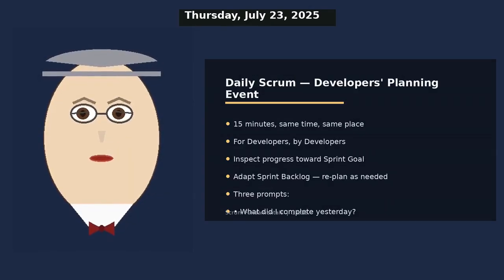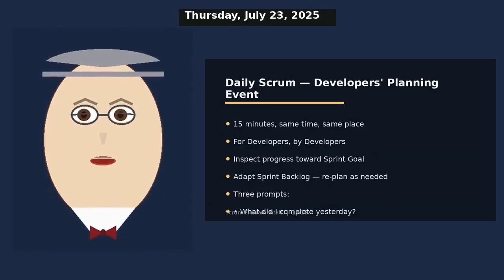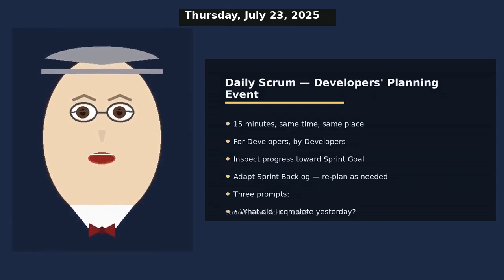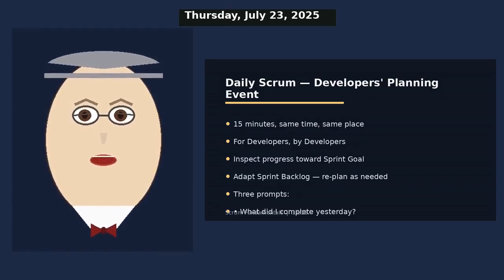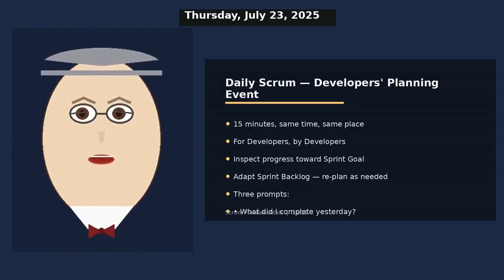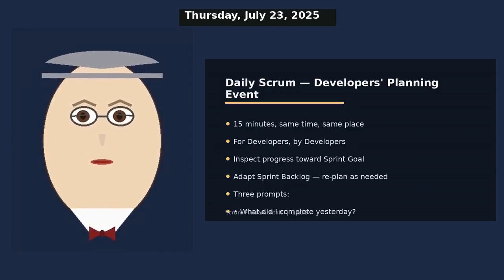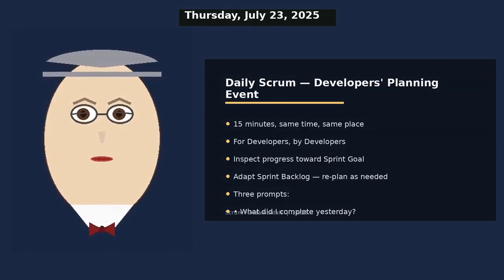The daily Scrum is for the developers by the developers. 15 minutes, same time, same place. They inspect progress toward the sprint goal and adapt the sprint backlog. 3 questions guide it. What did I complete? What will I do next? Is anything blocking me? It is not a status report to the Scrum Master. It is a planning event for the team.